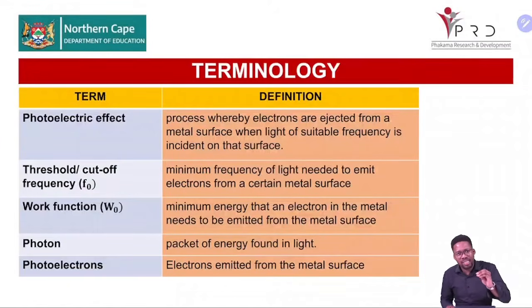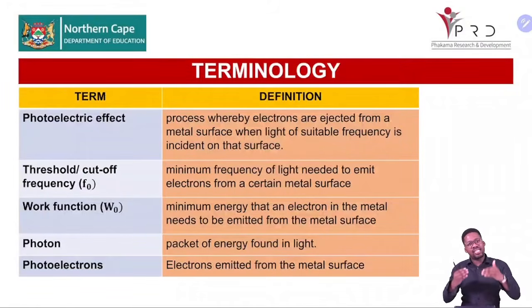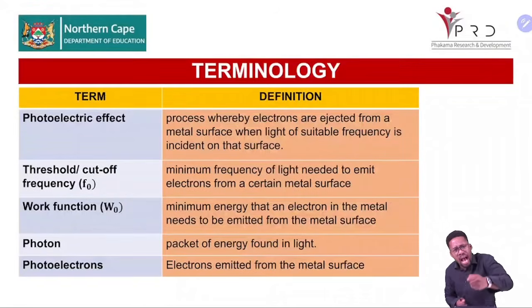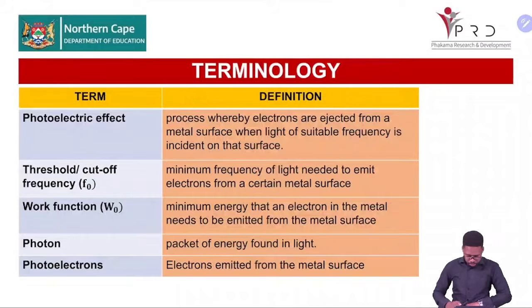It is the process whereby electrons are removed from where? From a metal surface. By what? By light, and that light must have what? Enough energy, enough frequency to remove that electron.